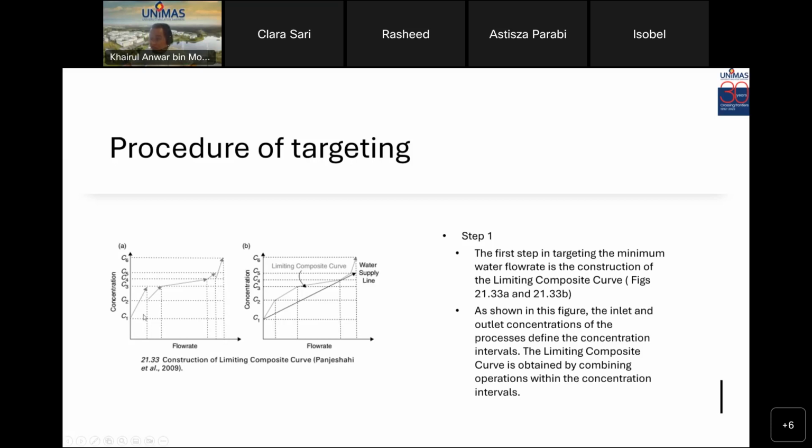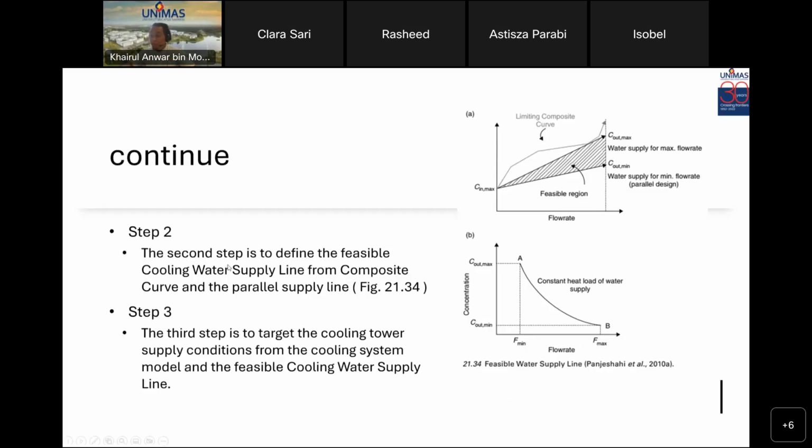So once you've done the limiting composite curve, then you can draw a line to determine the pinch. The second step is to define the feasible cooling water supply line from the composite curve and the parallel supply line. So here is the actual pinch here.